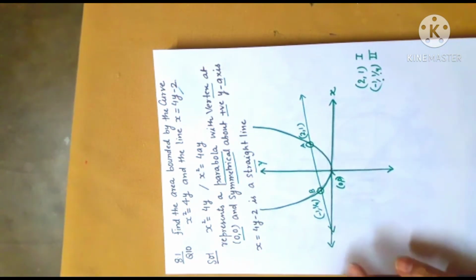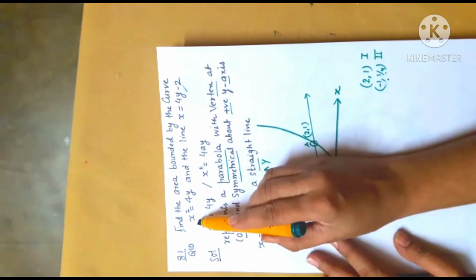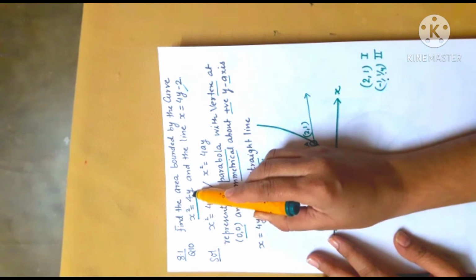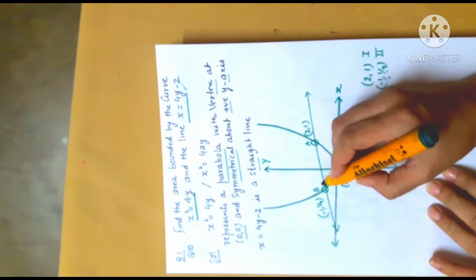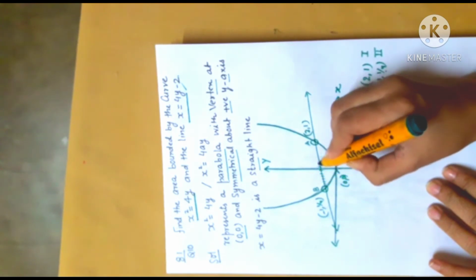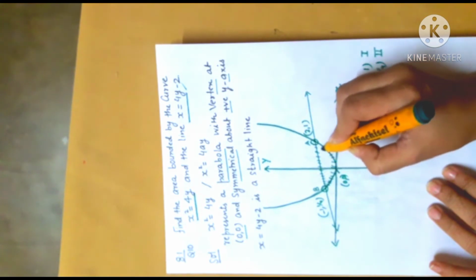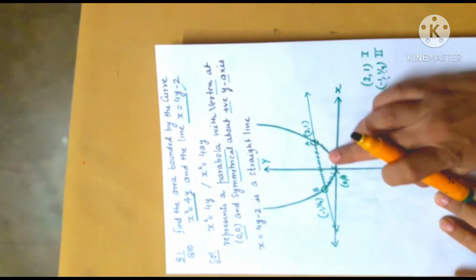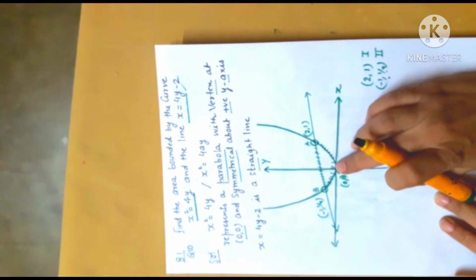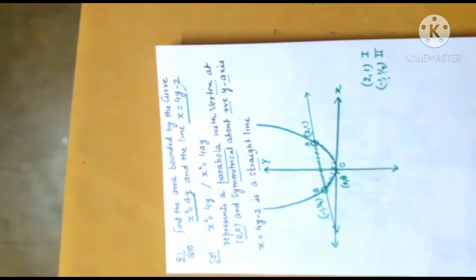Right? Now, find the area bounded by the curve, that is, find the area bounded by this parabola and this line. Yes, so the required area is this, the area bounded by the line and the parabola. So we have to find out the area of this region OABO. We have to find the area of this region.